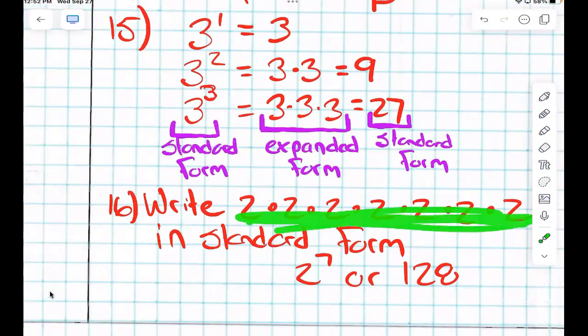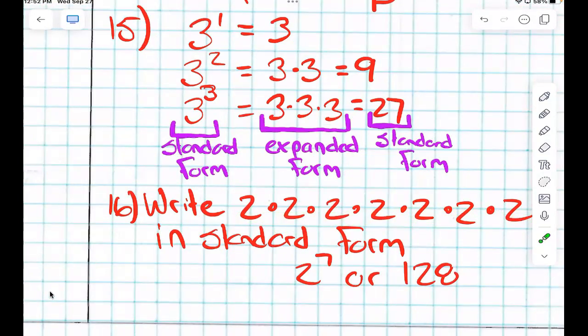How many 2s do you see here? 7. So that means I multiplied the 2 together 7 times. So my base is 2, and my exponent is 7.